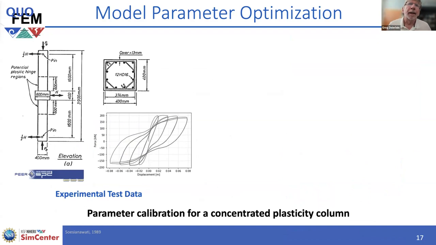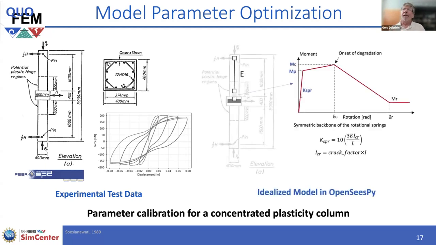So the example we did in my class was to go to the PEER database, a collection of many reinforced concrete beam-columns that have been tested. We took out one of those that's relatively simple. This is the experimental data. We then create an OpenSees model, and this is one element. It's a pretty simple model, but it still illustrates a lot of the challenges of parameter calibration.